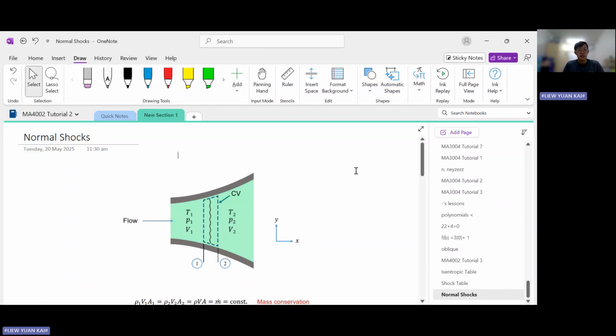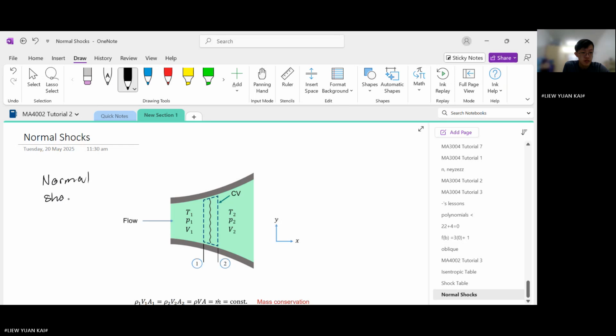Okay, so in this tutorial, we will talk about normal shocks. What are normal shocks? A normal shock, in a flow of a compressible fluid, for example air, is a thin region of dramatic pressure increase.